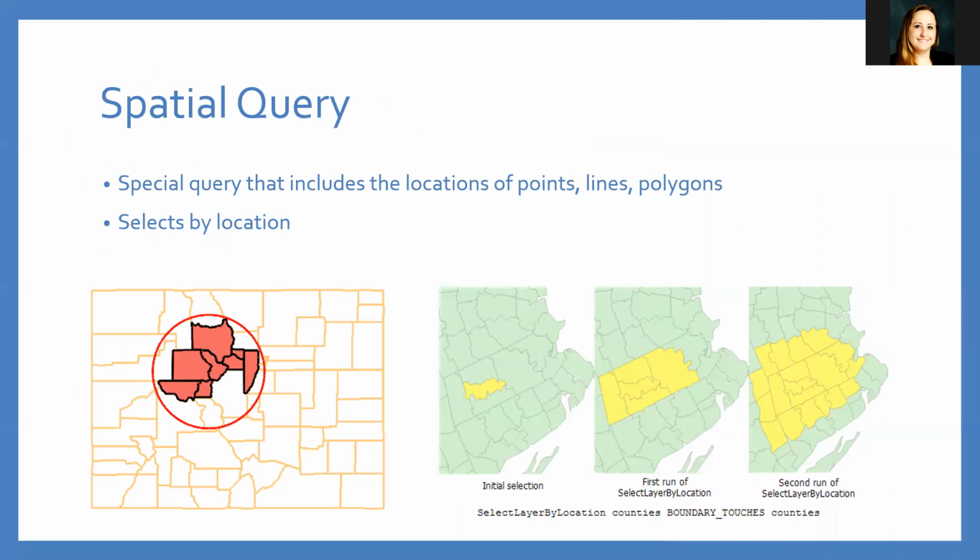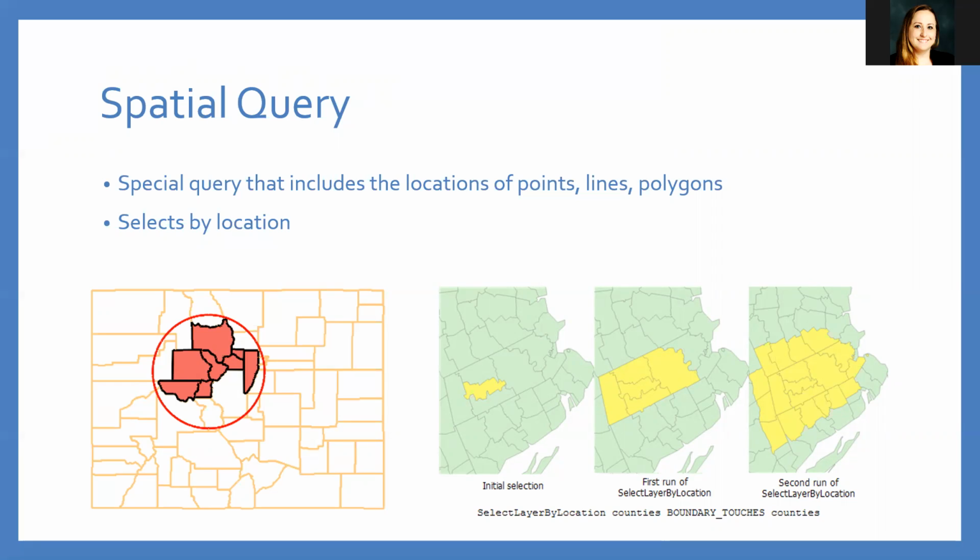Moving on to spatial queries. Spatial queries are like attribute queries, but instead of searching for a value in a table, it searches based on the location of a point, line, or polygon shapefile. In the example on the left, the file that is being searched is the orange polygons, which are probably counties. It searched for the polygons that are completely within the red circle. As you can see, only the polygons that are completely within the circle without overlapping it have been selected.